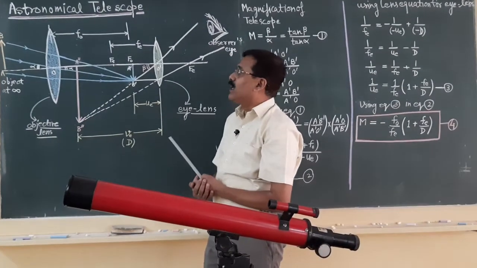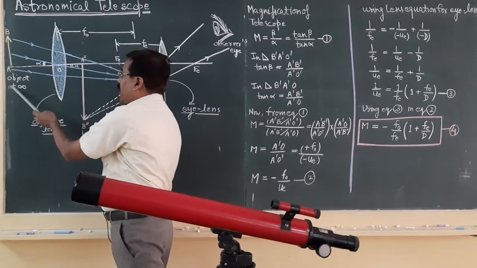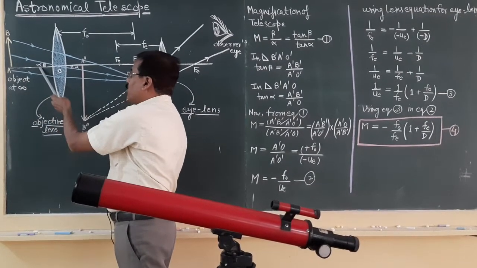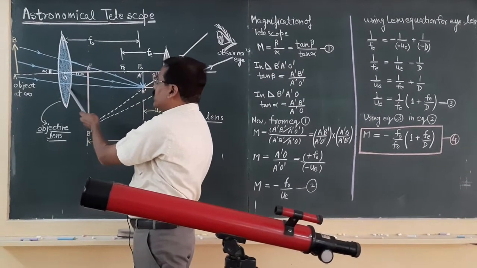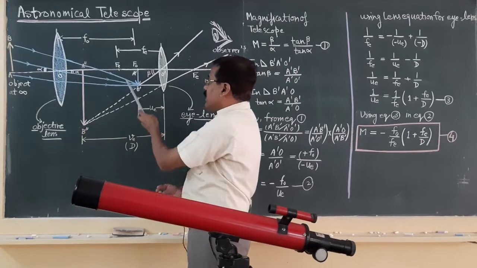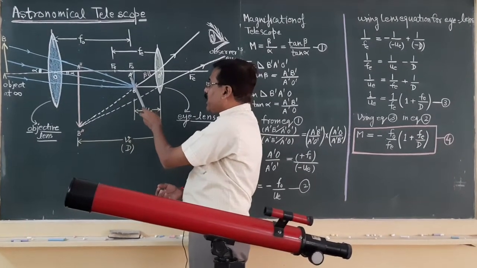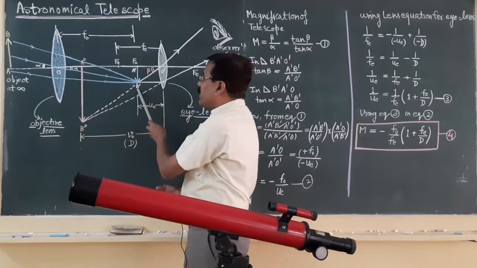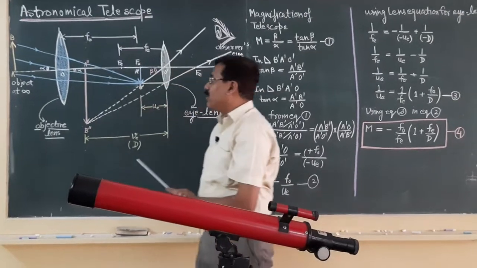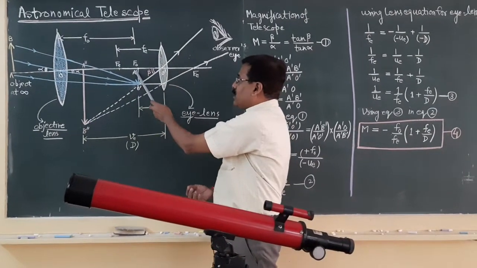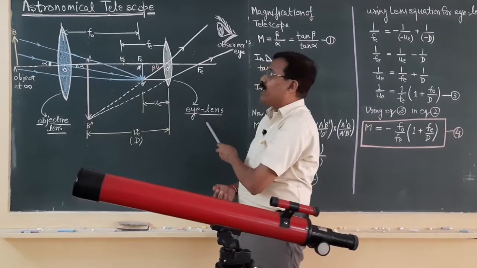Now see how the image is formed. This is the distant object AB at infinity. Light coming from the distant object is inclined at angle alpha. After refraction through the objective lens, the rays converge at the focus of the objective lens. So A'B' is the image formed by the objective lens for the distant object, and this image A'B' acts as the object for the eye lens.